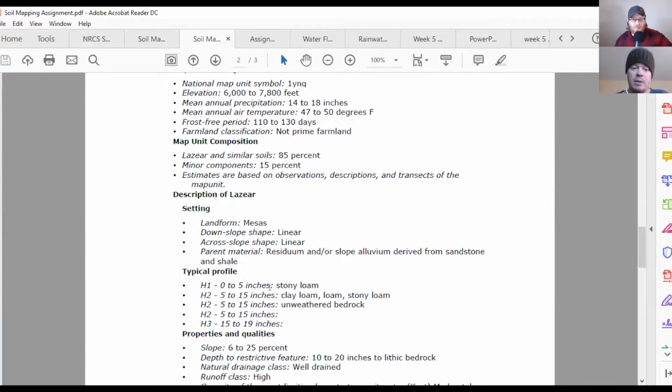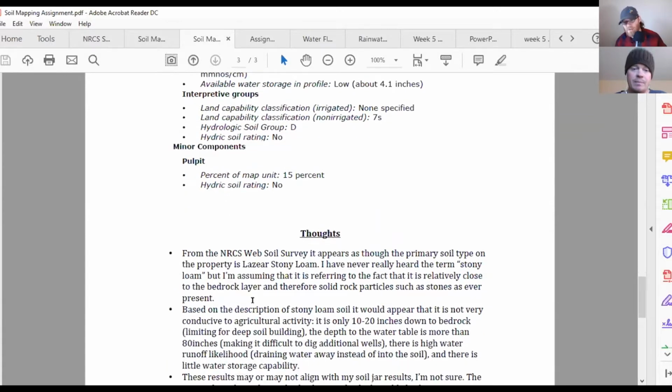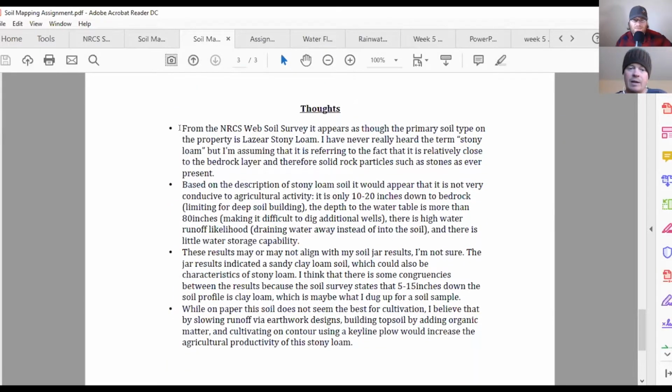So this is a great place where you can say, oh wait, I dug my hole deeper than this profile, now I've mixed them. Maybe I need to redo my jar test and compare it with this to see how accurate it is. And then finally, they have some thoughts in bullet point, which makes it easy to read.